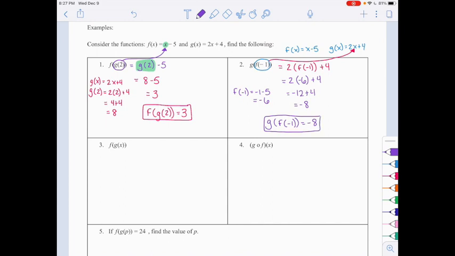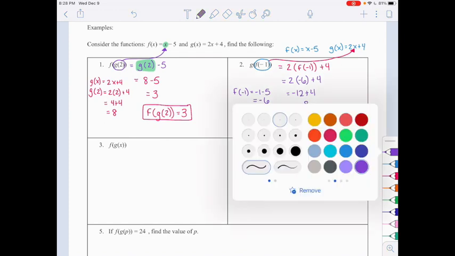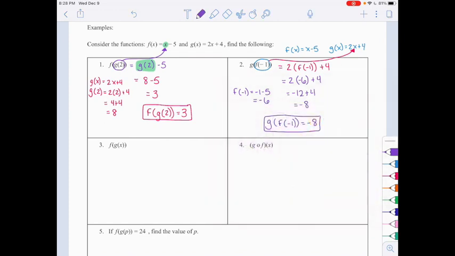And that's just doing it with some values so you can get used to the notation and the process of working inside out. Now let's actually do it with the actual functions. So again, I'm going to rewrite my functions. I'm going to have f of x is x minus 5, and g of x is 2x plus 4.